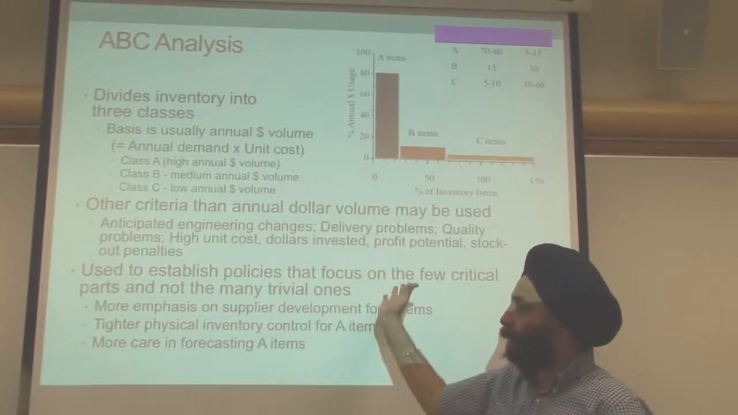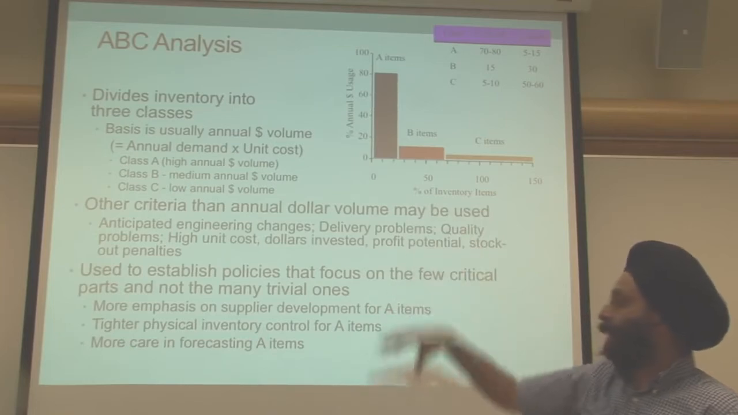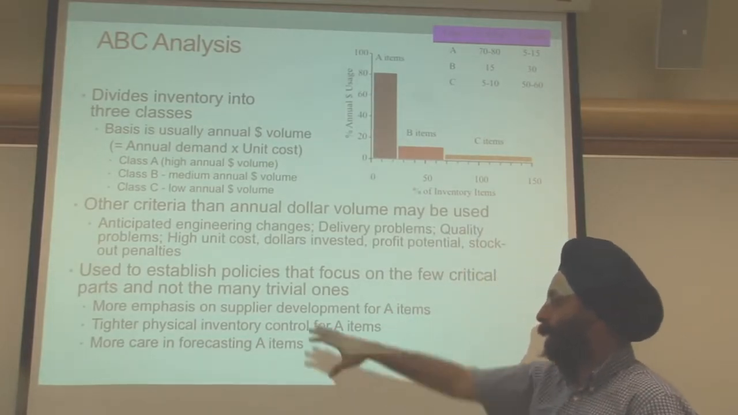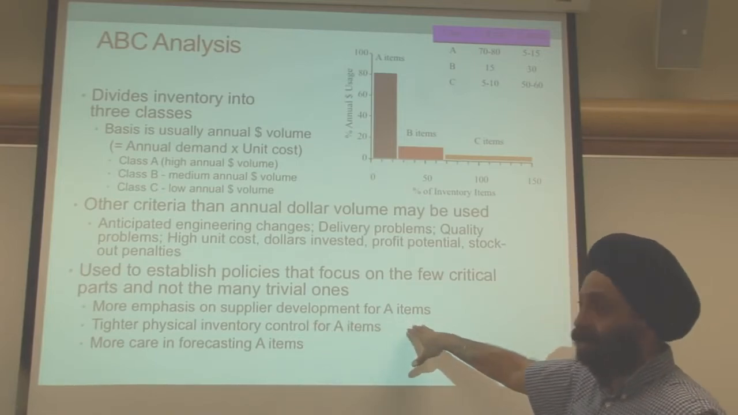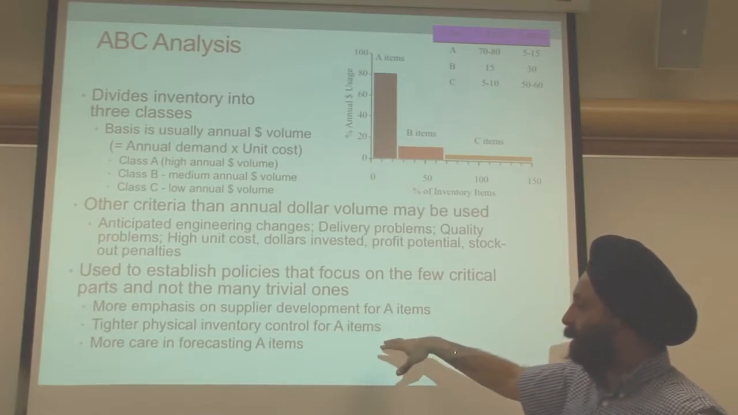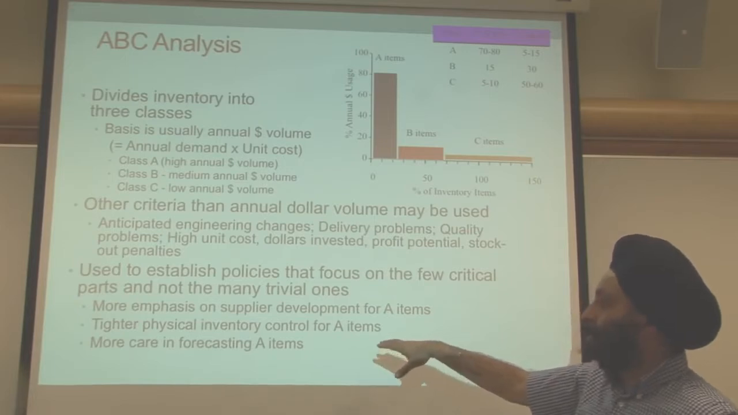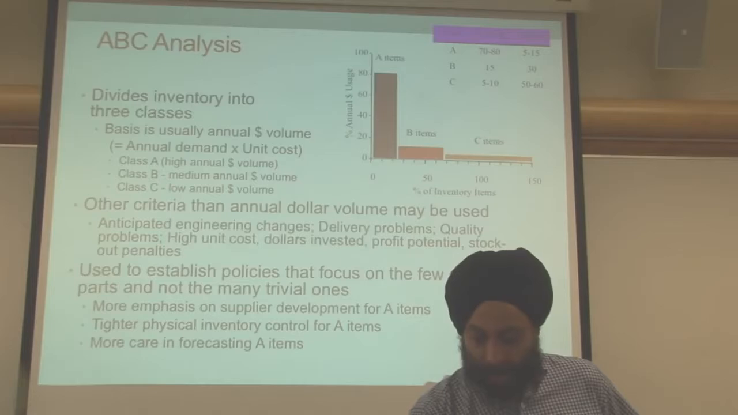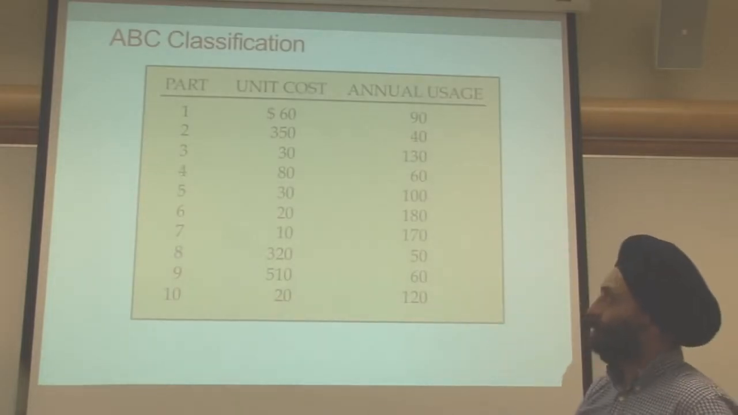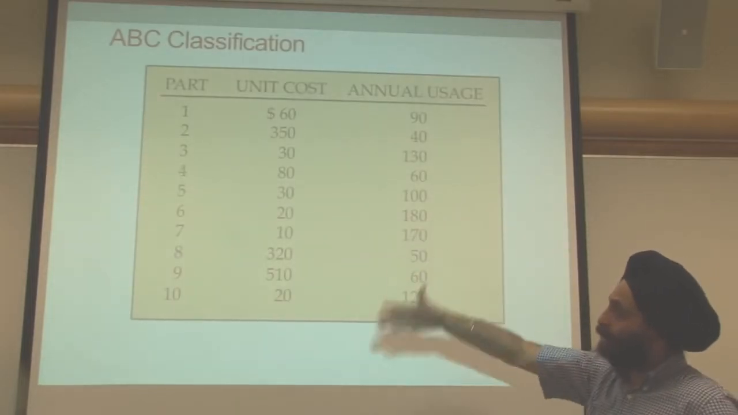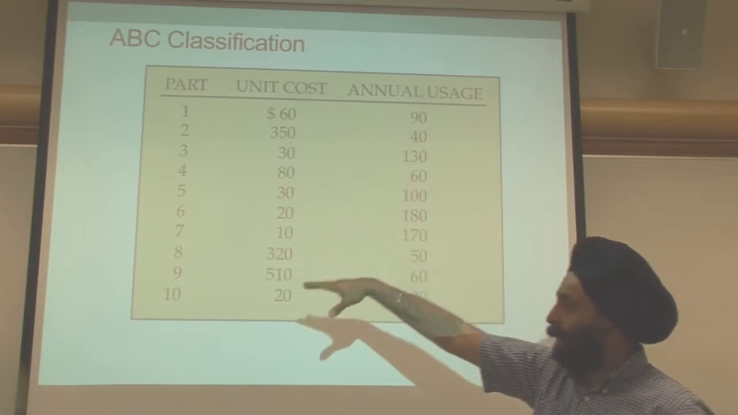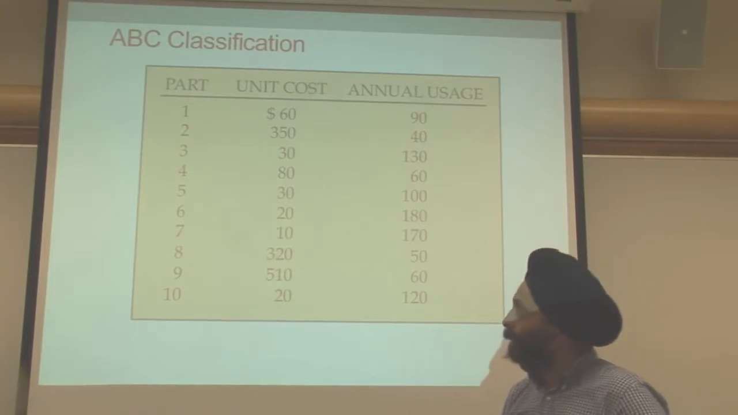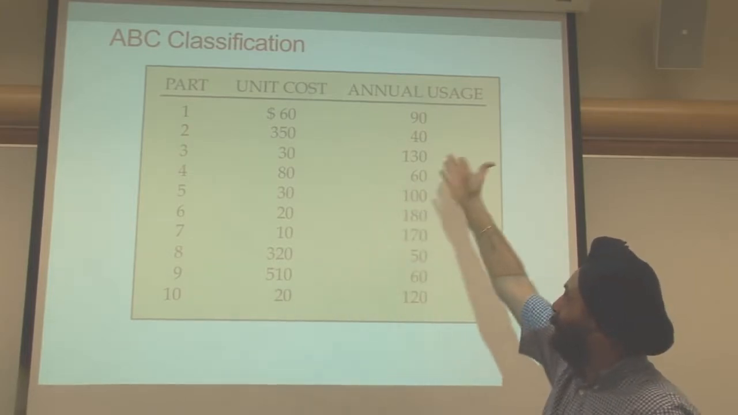Just like a Pareto chart, this is a way to organize the information, but from an inventory point of view. There is more emphasis on supplier development of A items, tighter physical inventory control for A items, and more care for forecasting A items. So here is an example of ABC classification. You have 10 different parts carried in inventory in a hypothetical example. Each one has a unit cost and an annual usage.